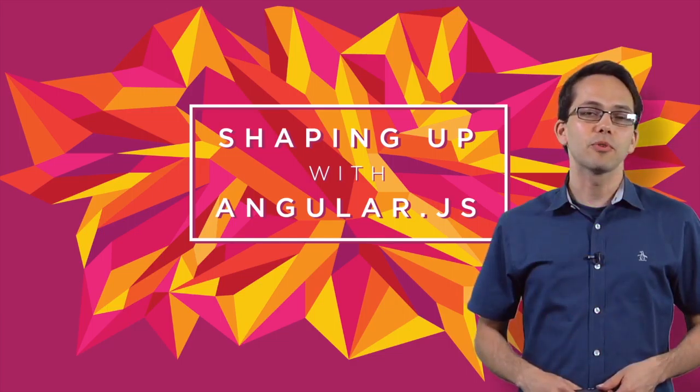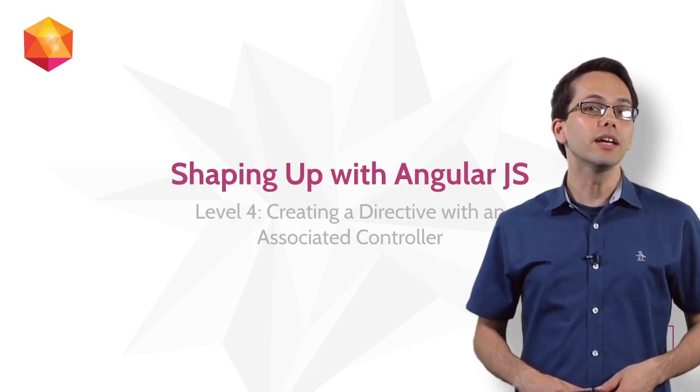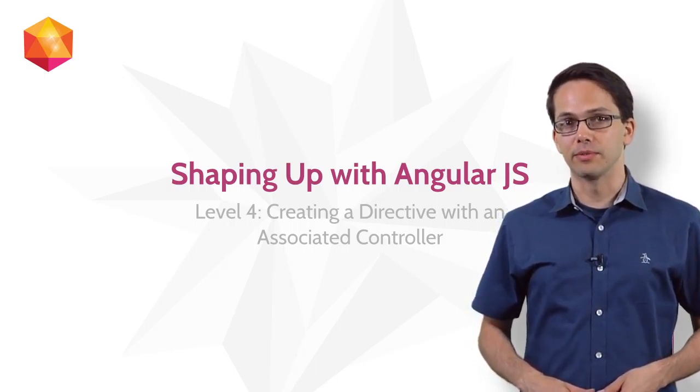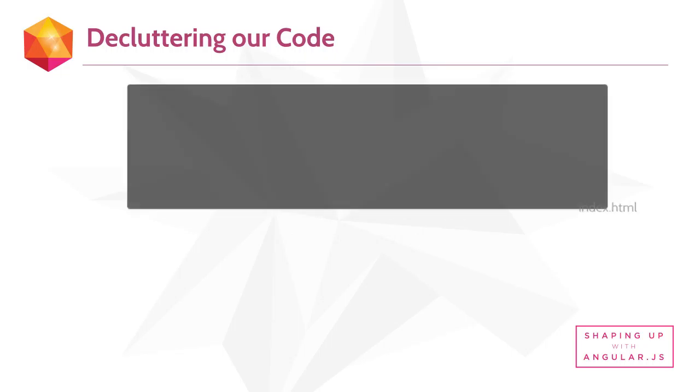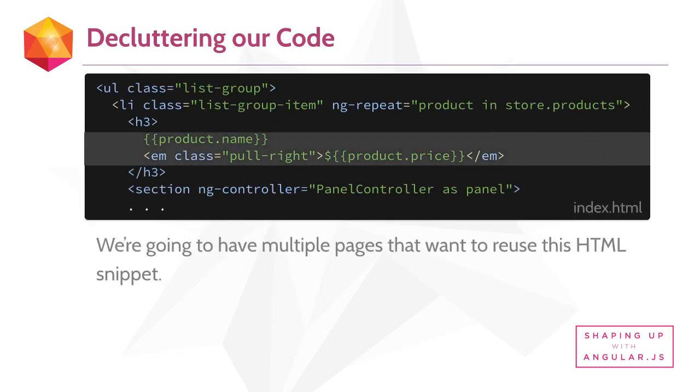You're watching Shaping Up with Angular, and this is level 4, where we're going to be talking about using ng-include and creating our own custom directives. Jumping back into our existing code, we have this snippet of HTML where we print out the product name and the product price. If there were multiple places in our application, and let's assume there are, where we reuse this identical piece of code, we may want to eliminate that duplication by pulling it out into an HTML snippet.